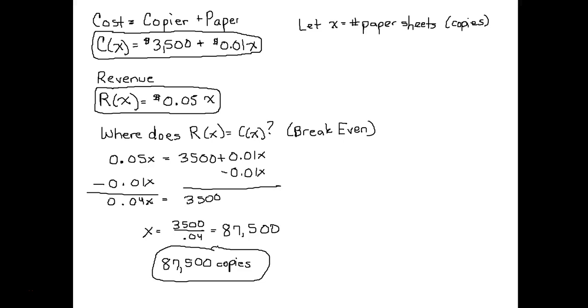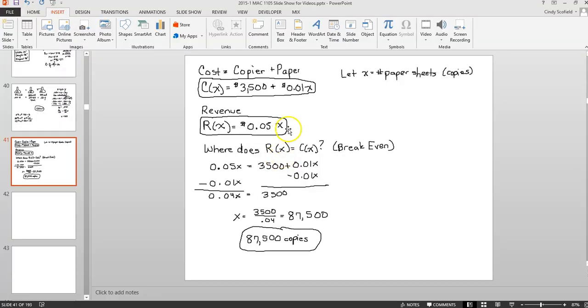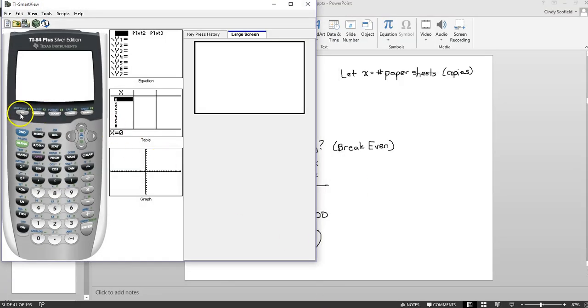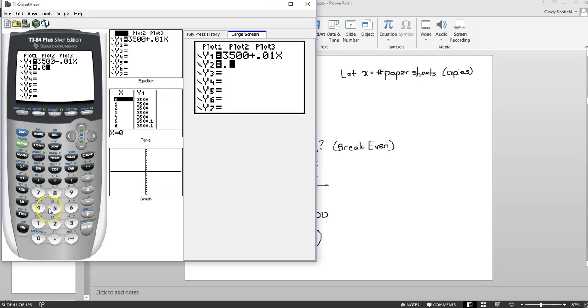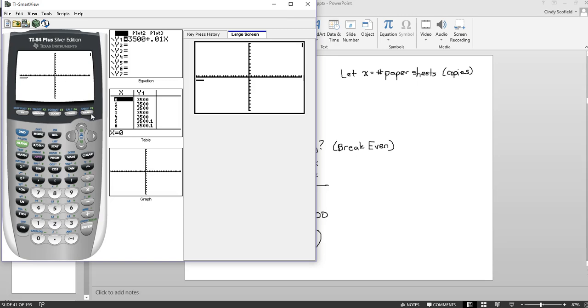All right, let's check this out on the calculator. Let's put the 3,500 plus 0.01x in for y1, and let's put the 0.05x in for y2. When you hit graph, you're going to see that you don't really see anything as far as intersections because the numbers are so big. Remember, the answer was 87,500.